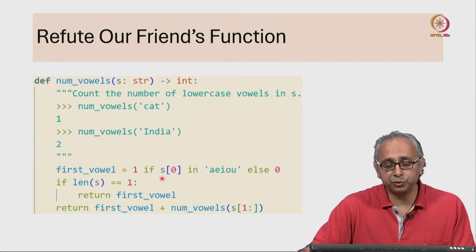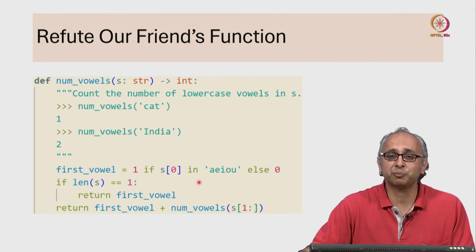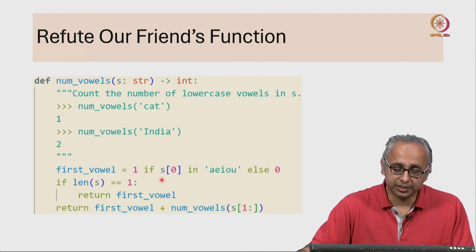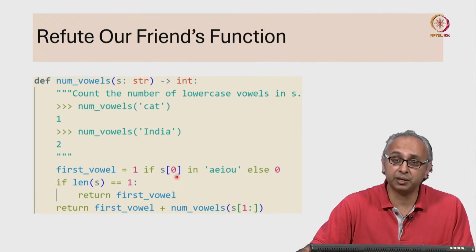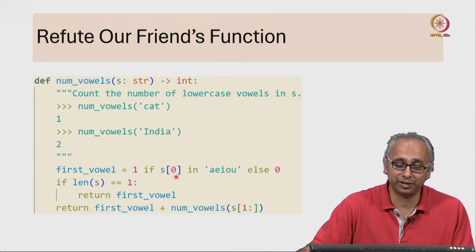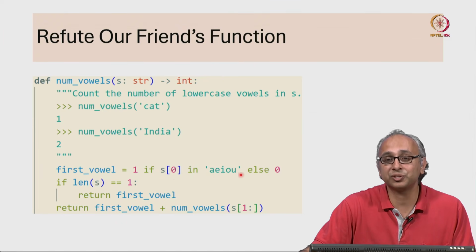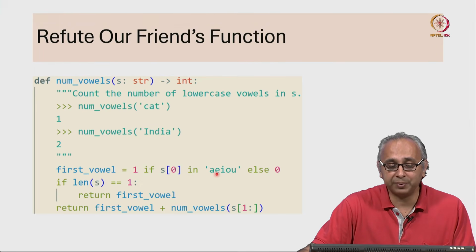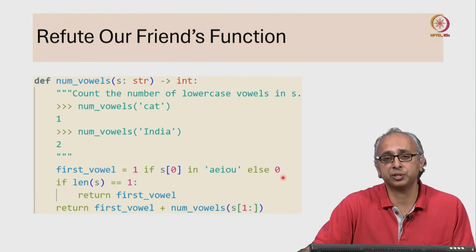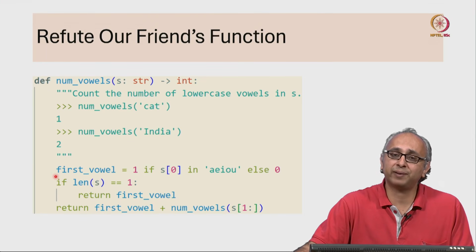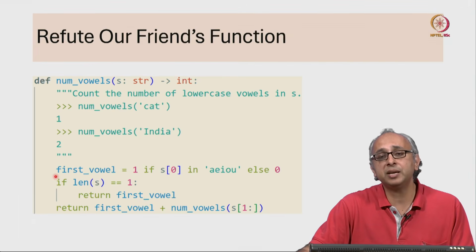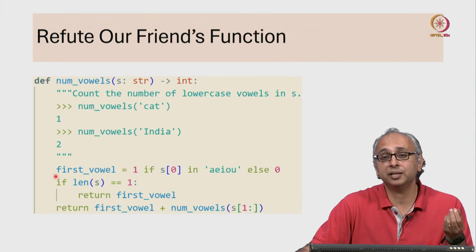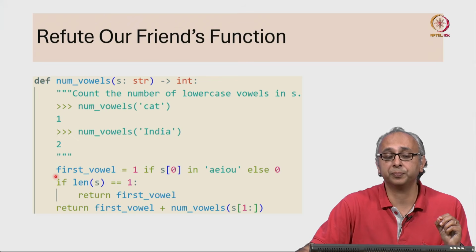Well, our friend has used this if-else expression that we saw in an earlier lecture. How does it work? Well, we first check if s[0], the 0th letter, that is to say the first letter in the string, is in this string. This string contains all the lowercase vowels. So if this happens, then first_vowel is initialized to 1, otherwise it's initialized to 0. So at the end of this line, first_vowel will either be 1 or 0, depending on whether the first letter is a lowercase vowel or not.